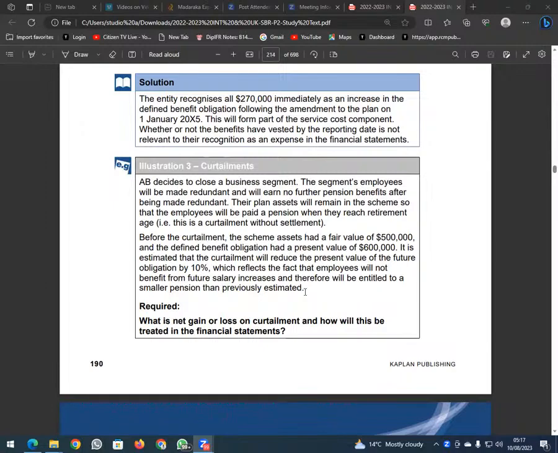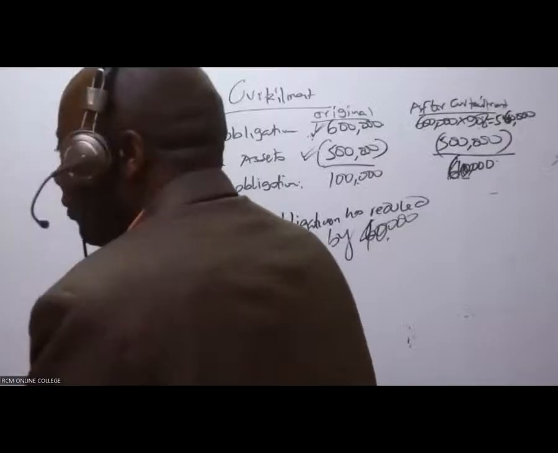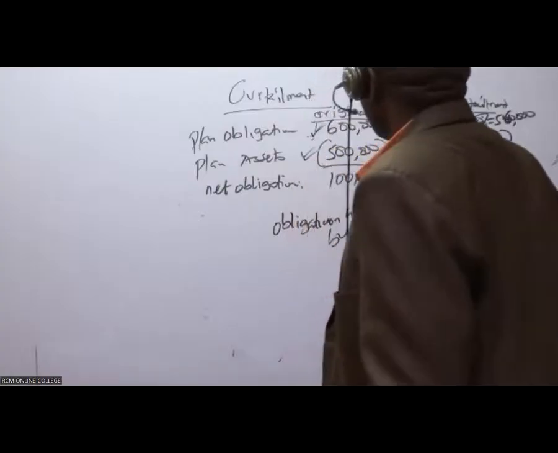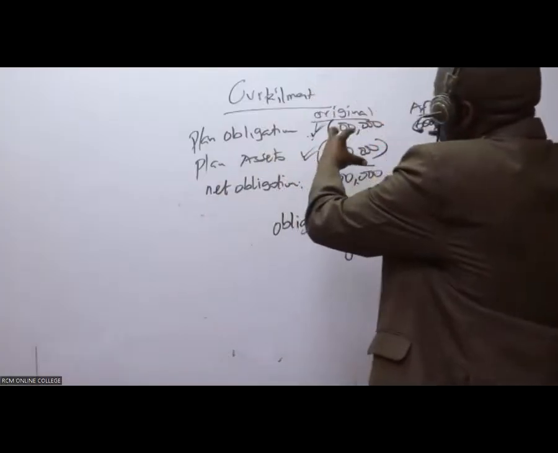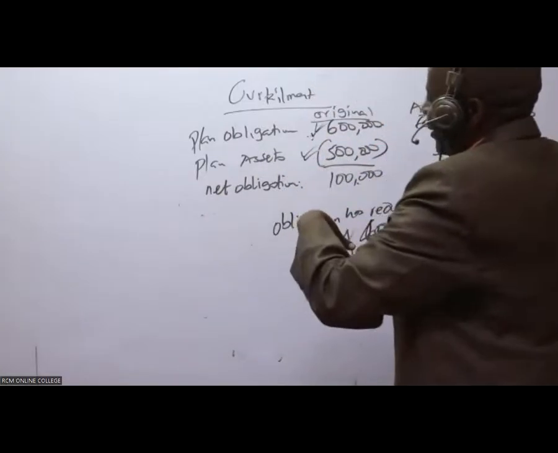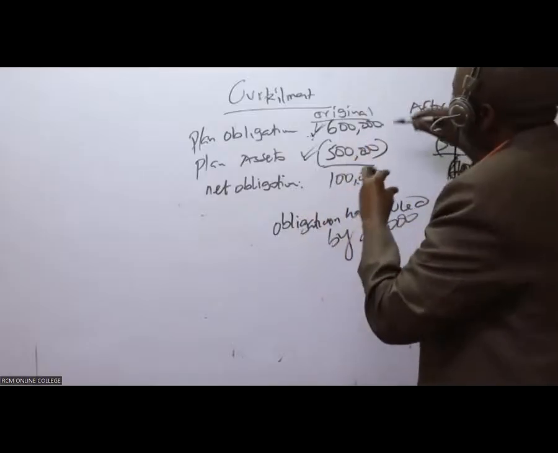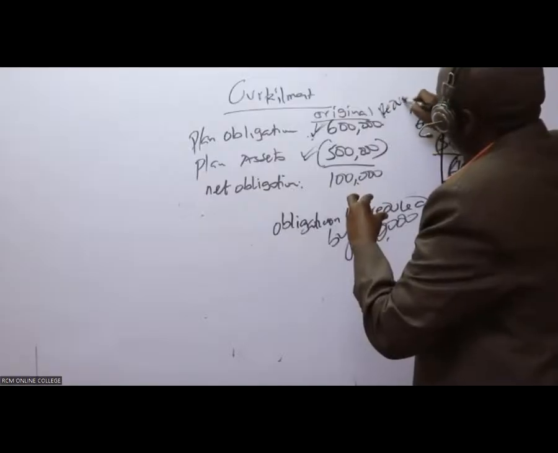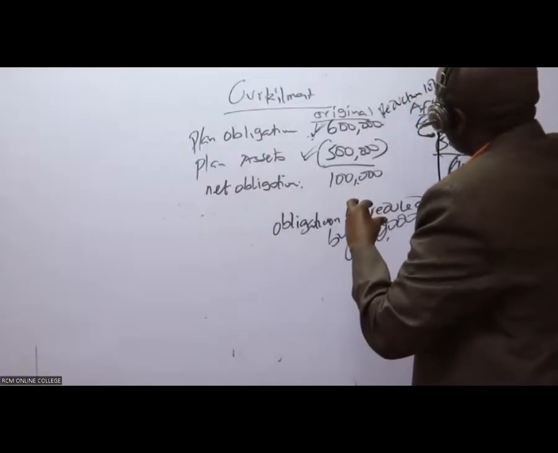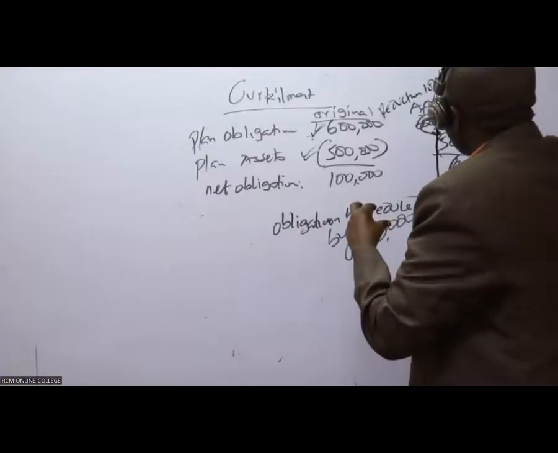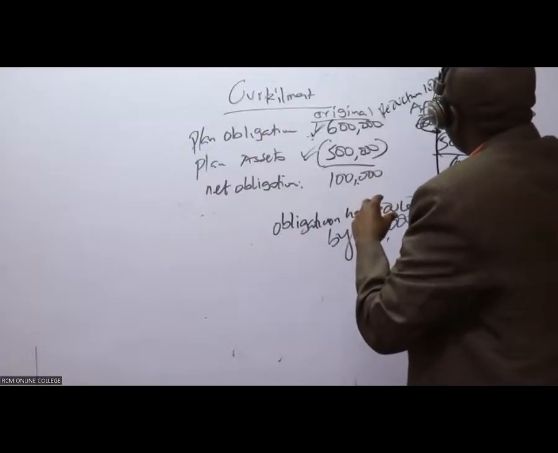So, ladies and gentlemen, let's be very keen with this. Simple mathematics. The obligation is reducing by 10%. If the obligation reduces by 10%, the reduction is 10%. So 10% of 600,000 in this case here is 60,000.